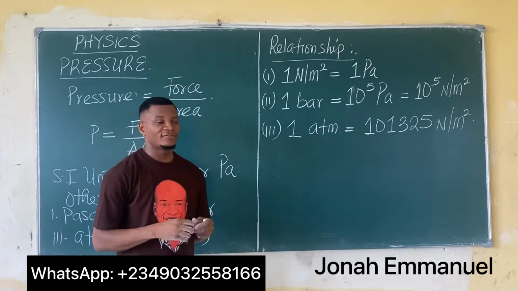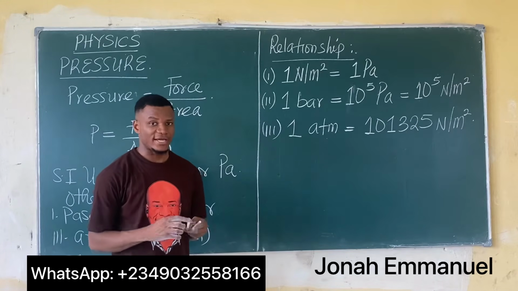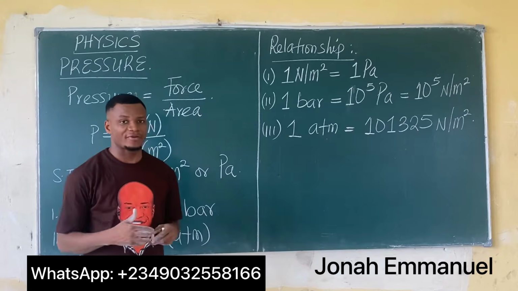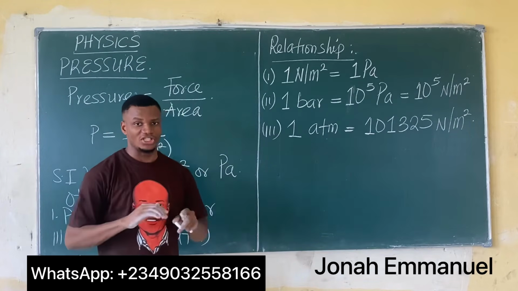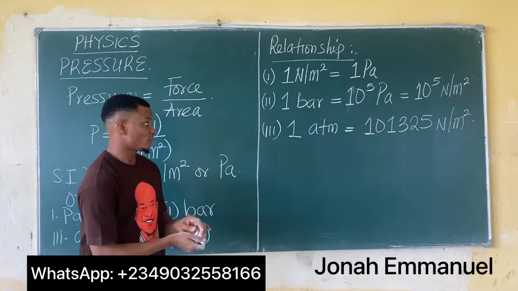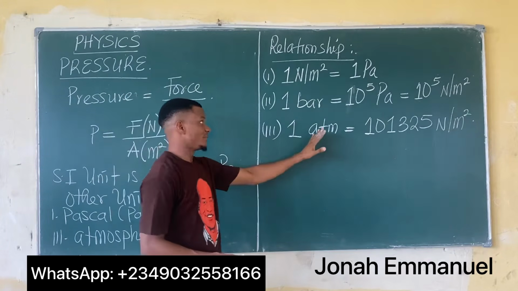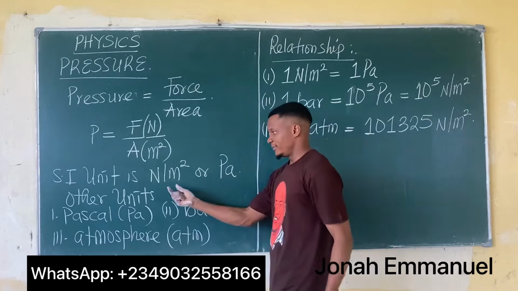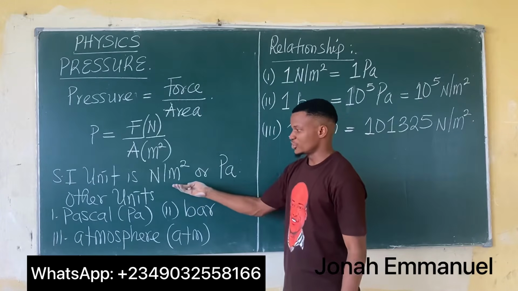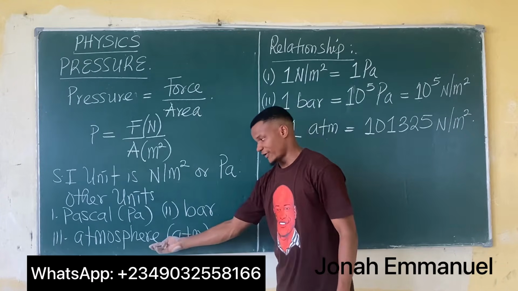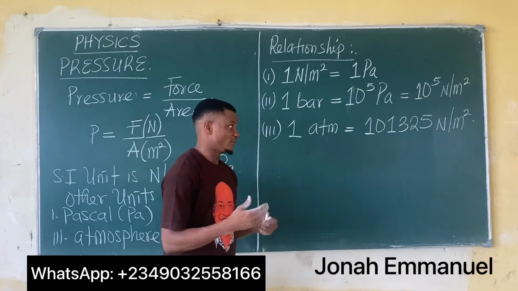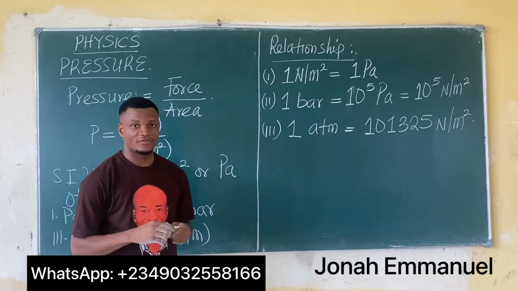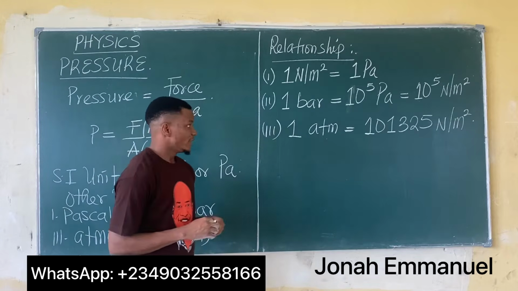Aside from this, we also have measurement of pressure head in terms of millimeter mercury, centimeter water, etc. But that's above the JAMB level. So for JAMB level, we'll just focus on these units, which include Pascal, Newton per meter squared, atmosphere, and then bar. So these are the relationships. We'll take some examples and we'll solve problems together.